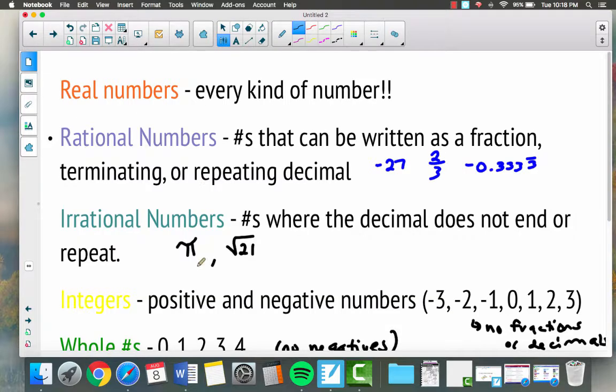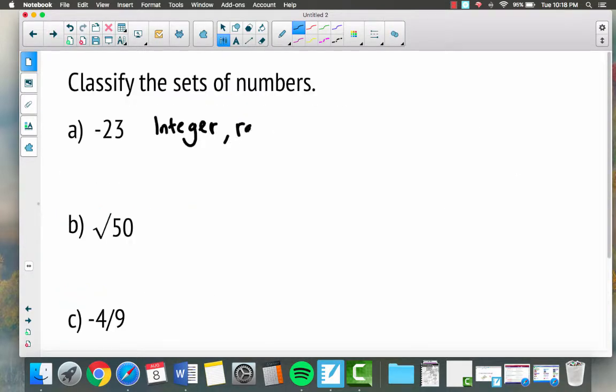And we know that if it is an integer, that means it can also be a rational number, because remember, rational numbers can be positive or negative. So I can write that it's a rational number. And because it's a number in general, we know that it's real. Negative 23 is a real number, and then we'd be done. So those are the 3 categories. It's an integer, it's rational, and it's real.